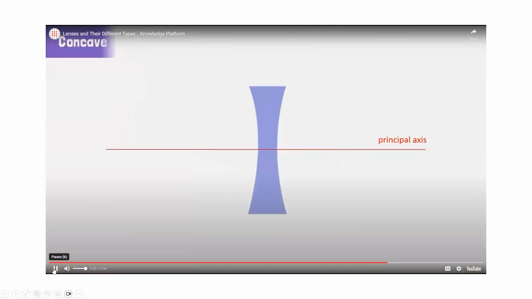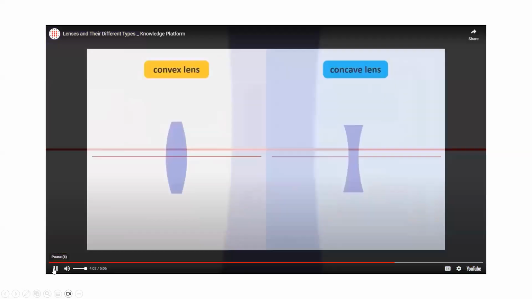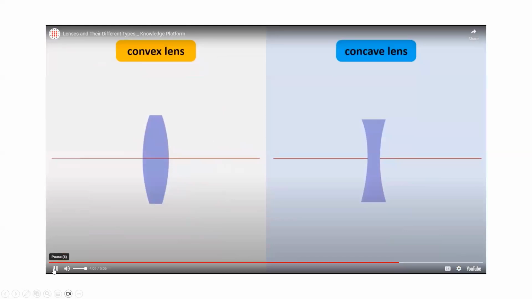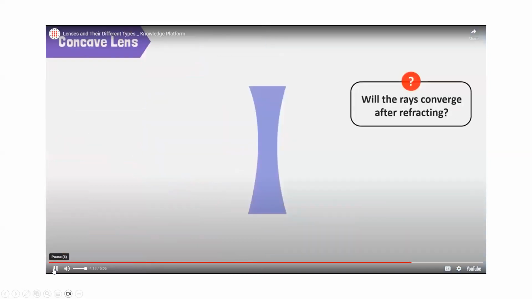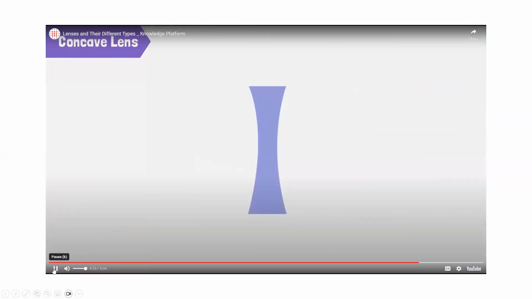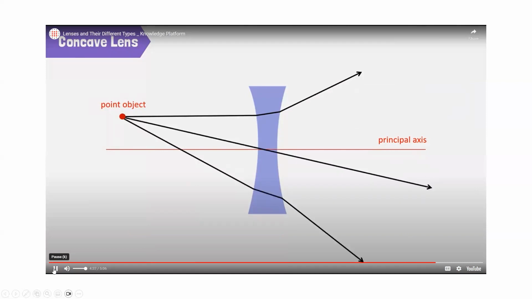What about a concave lens? How does it refract rays? Let's have a look. Both convex and concave lenses refract light. However, the light rays are refracted in different directions. Will the rays converge after refracting from a concave lens? If the rays from a point object are incident on a concave lens, then after refraction, they do not converge at a single point. These refracted rays diverge, which means they go away from each other. Hence, it's called a diverging lens.